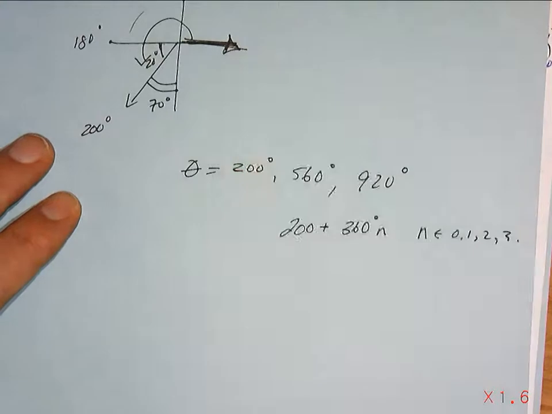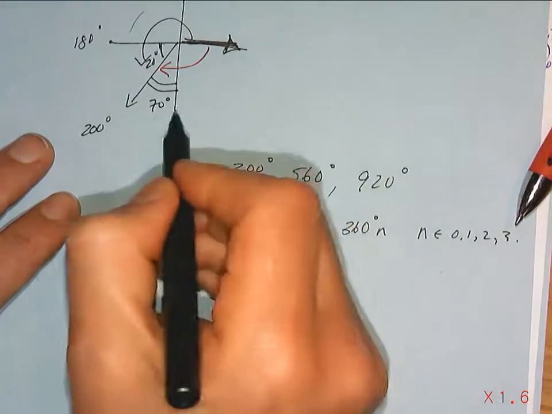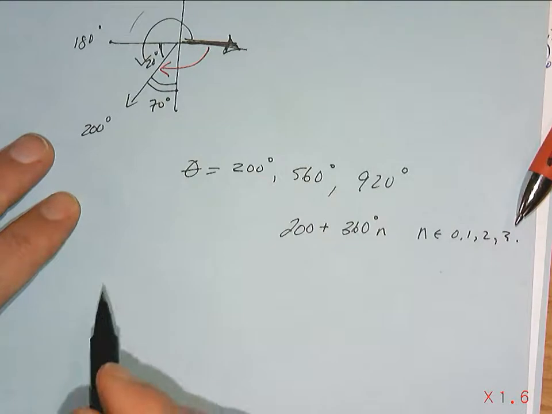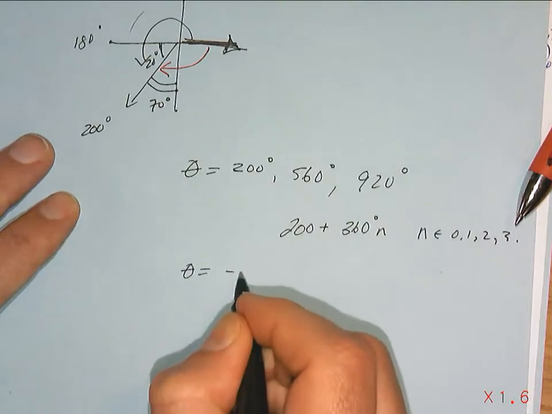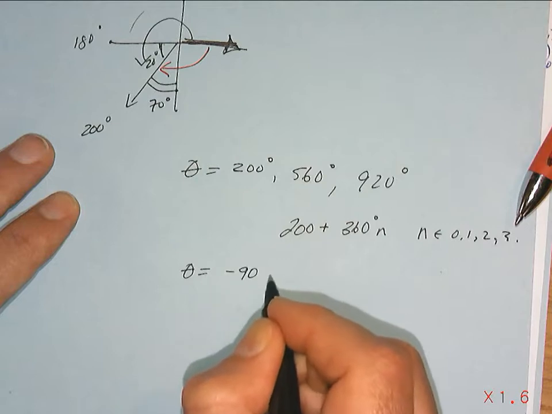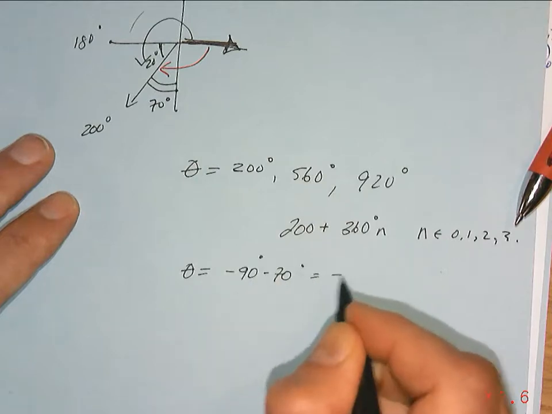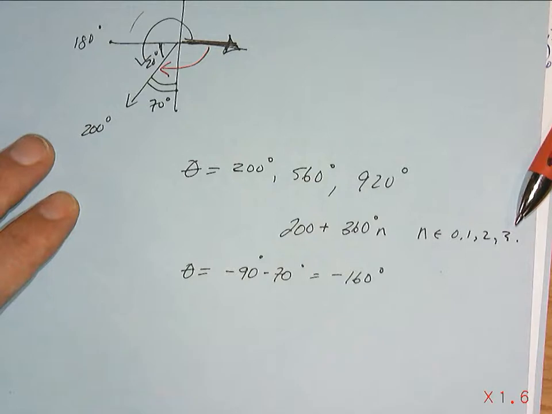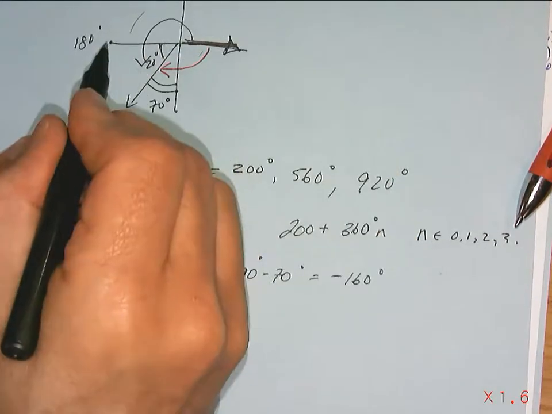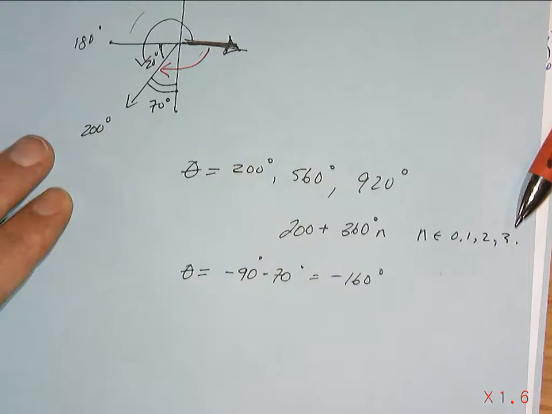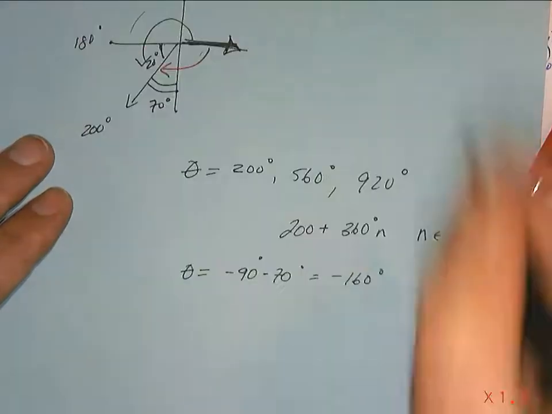Or we could have come this way. Notice that that would have been negative 90 plus negative 70. So that would be a total of negative 160 degrees. So this would be negative 160. That extra 20 would have brought you to negative 180. So that makes sense. Or we could have added another negative 360, gone all the way around.